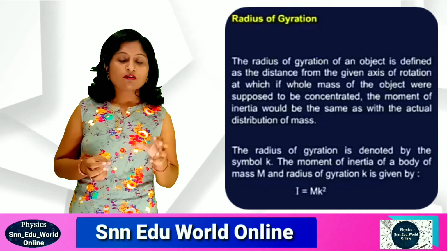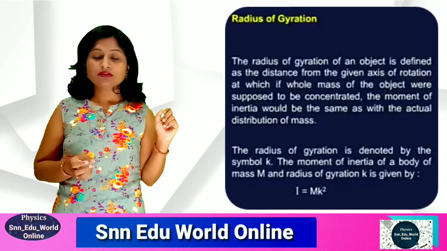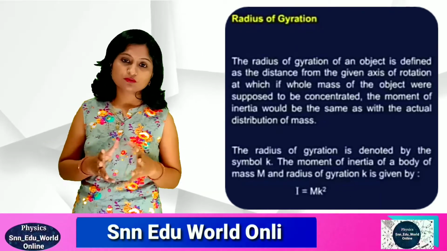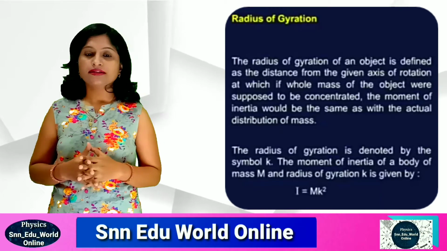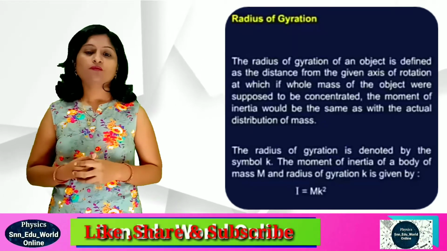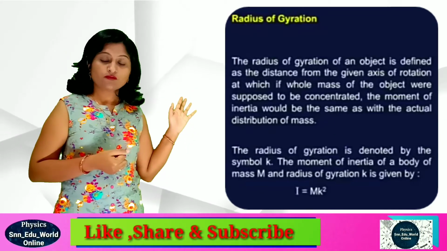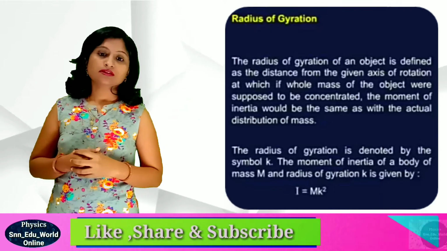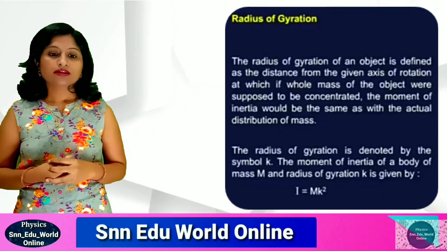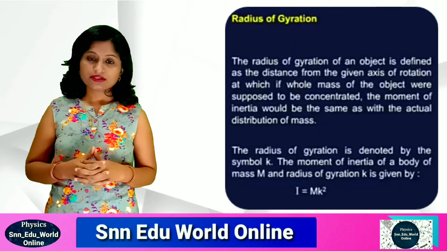The distance of the axis of rotation from the point where the total mass of the object is supposed to be concentrated is called the radius of gyration, or we can directly call that point the center of mass. So the distance of the axis of rotation from the center of mass is called the radius of gyration. Okay, now radius of gyration is denoted by capital K.